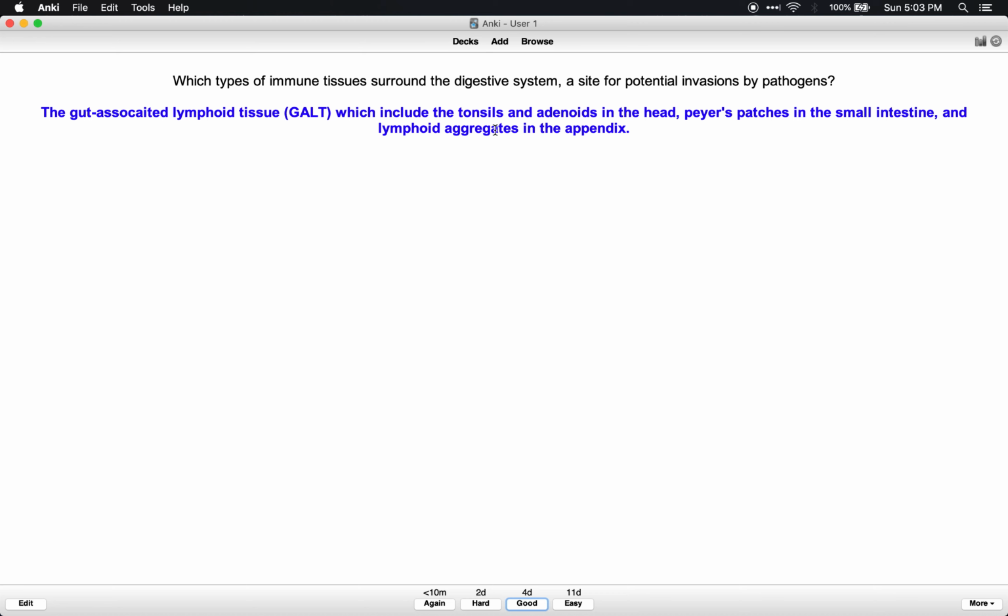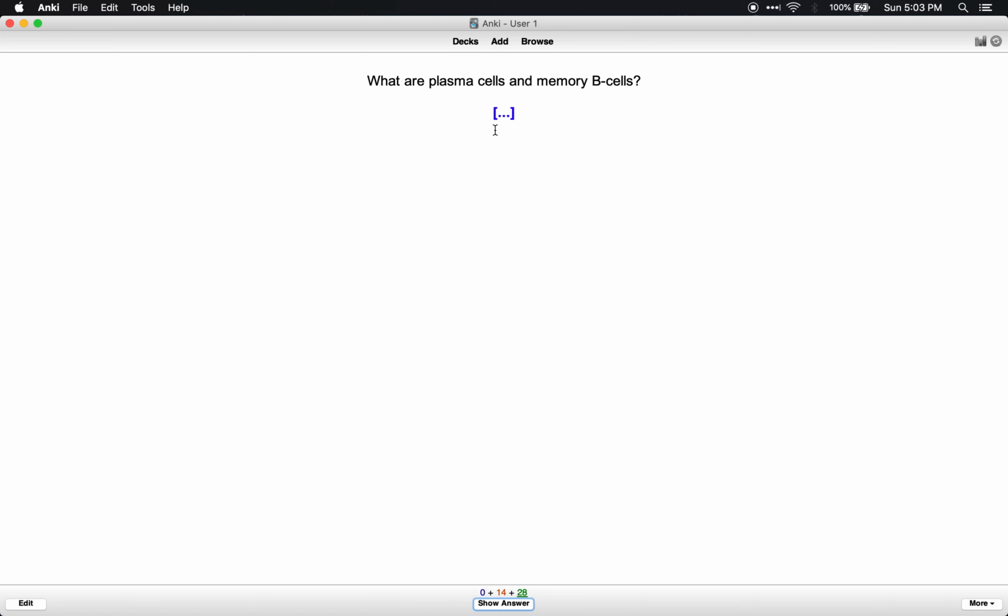Which includes the tonsils, the adenoids in the head, Peyer's patches in the small intestines, and lymphoid aggregates in the appendix. Plasma cells and memory B cells are derived from B cells, and memory B cells wait in the lymph node. Plasma cells go on to form antibodies for the antigen.